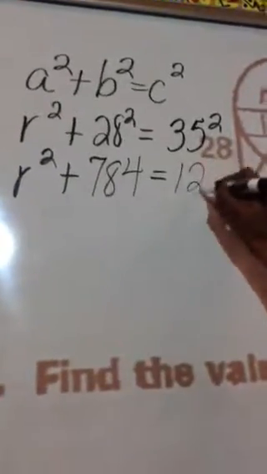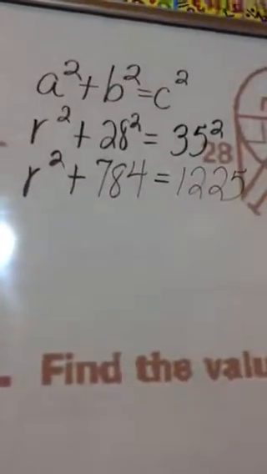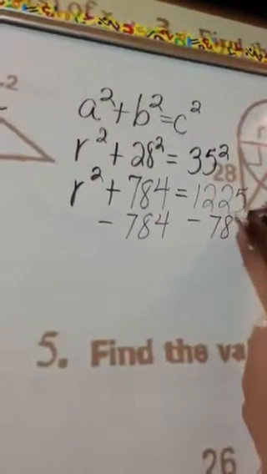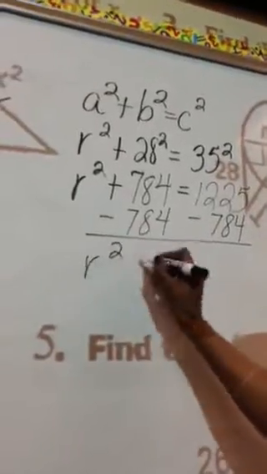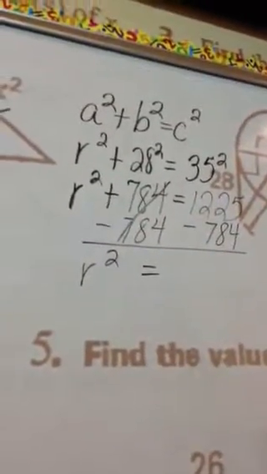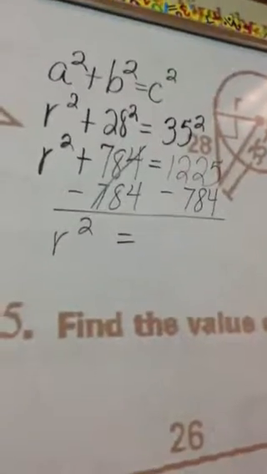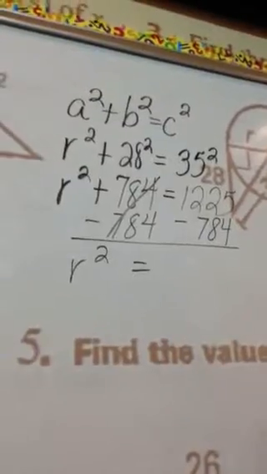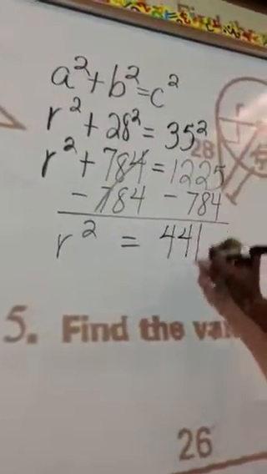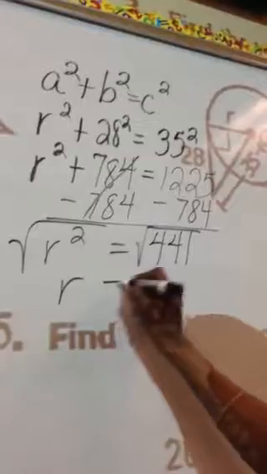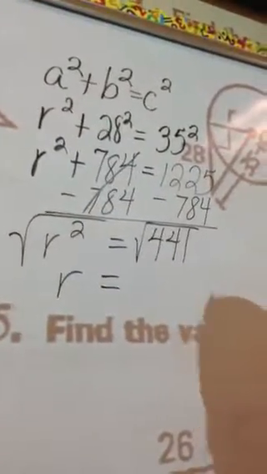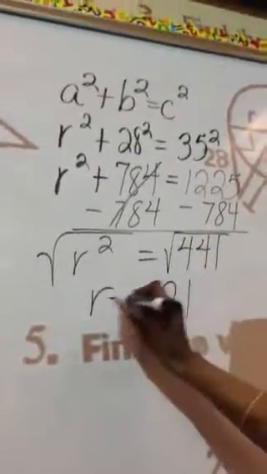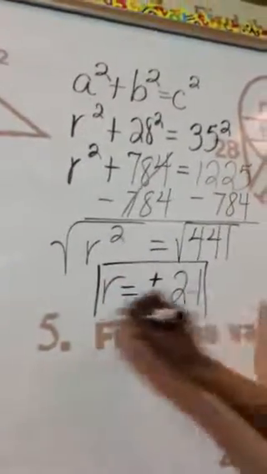And that gives us 1,225. Okay? So now we want to subtract 784 from both sides of the equation. That leaves R squared on the left. It cancels out the 784 on the left as well. So 1,225 minus 784, that leaves 441. So let's take the square root of both sides. And that gives us 21. Both the positive and negative of 21. Are there any questions?